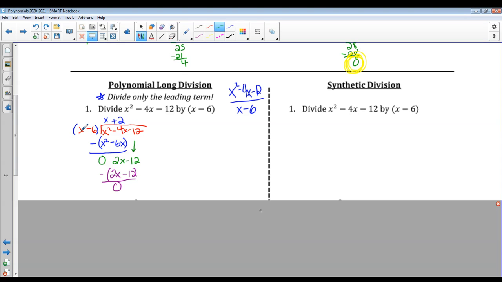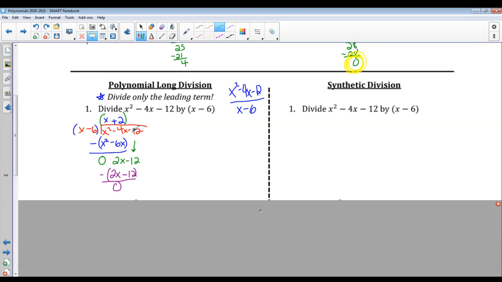So that tells me x minus 6 is a factor of x squared minus 4x minus 12. In fact, it goes into that polynomial x plus 2 times. So that makes perfect sense, because x minus 6 times x plus 2 does give us this x squared minus 4x minus 12 polynomial.